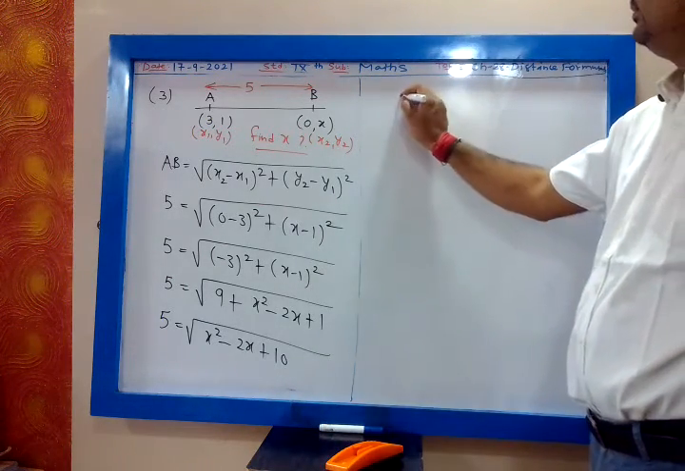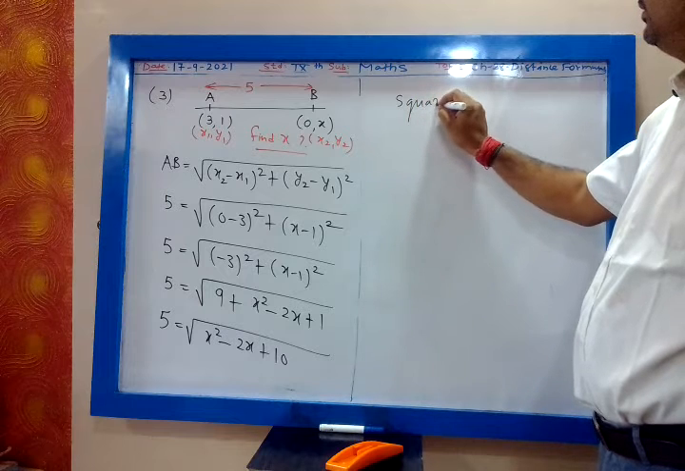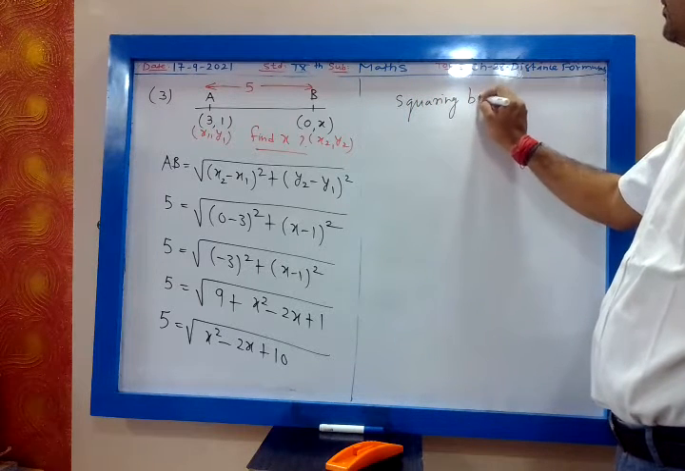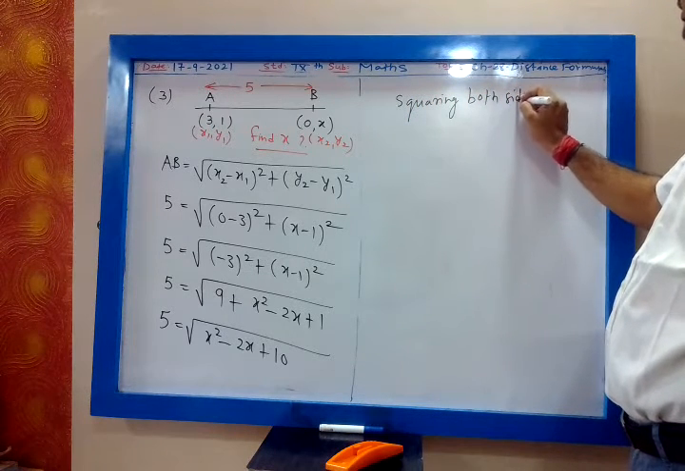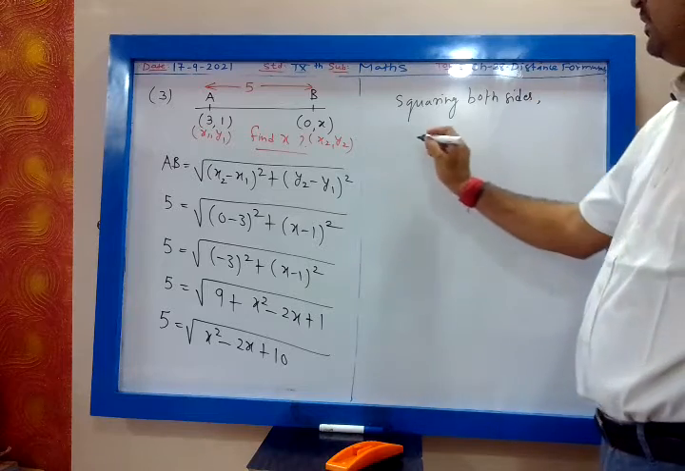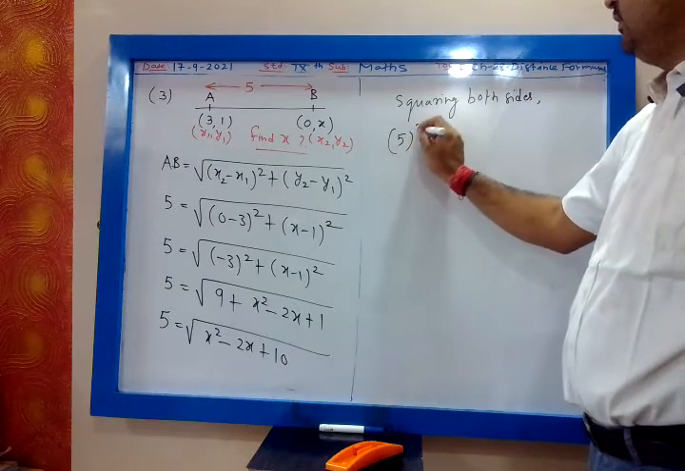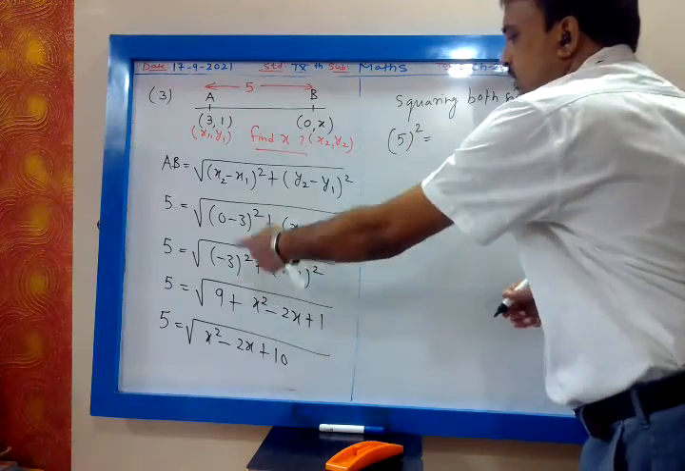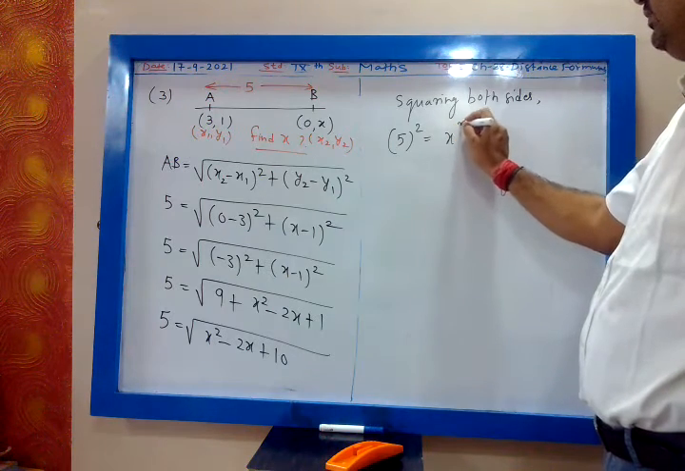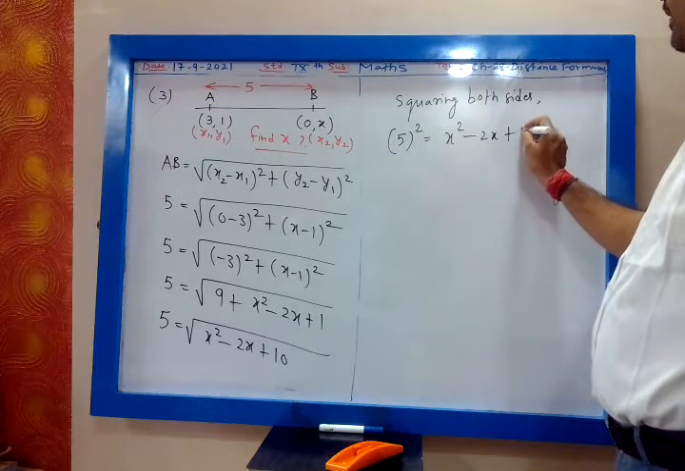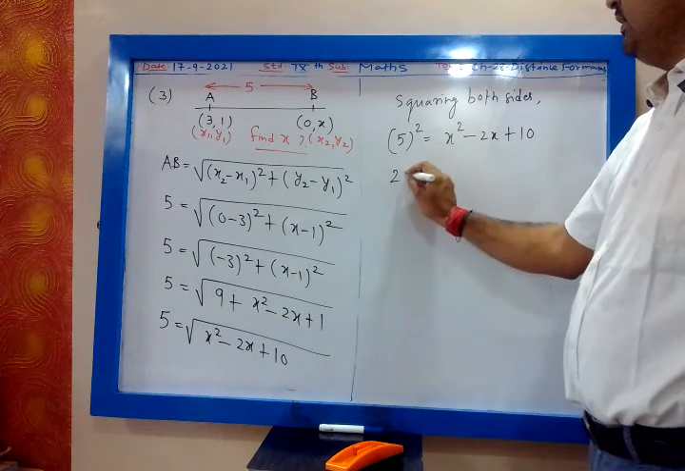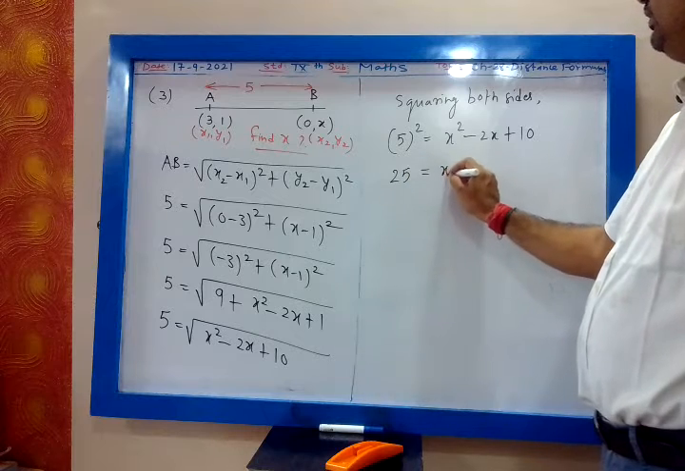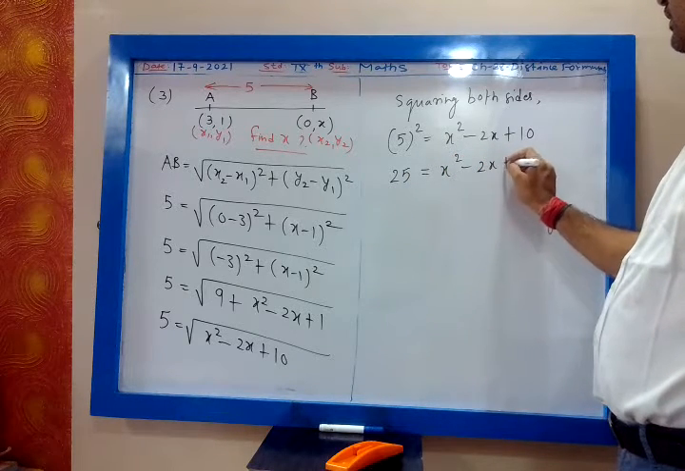Squaring both sides. So you will get 5 square. And when you square this, the square root sign will vanish. So that will be x square minus 2x plus 10. What is 5 square? 25 is equal to x square minus 2x plus 10.